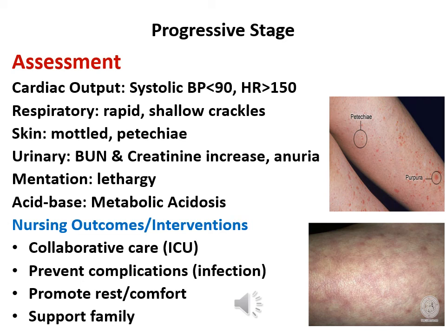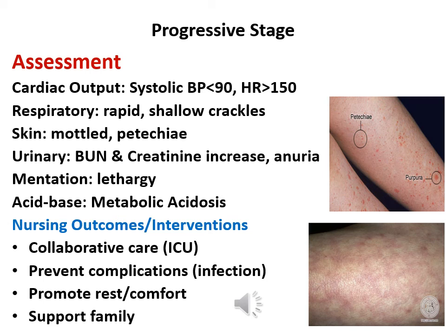Mental status further deteriorates because there's decreased cerebral perfusion and hypoxia, and you see a prolonged state of lethargy. Metabolic acidosis is no longer at the cellular level in this stage. It is now throughout the body.